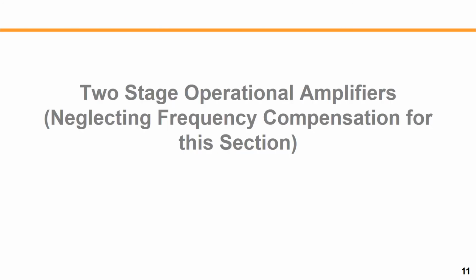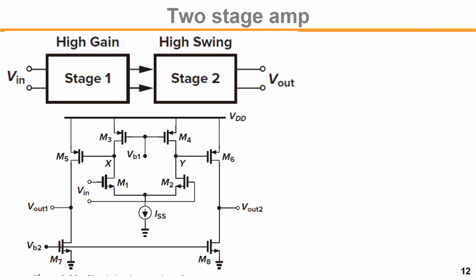Now we will talk about the two-stage operational amplifiers. Now we need to begin to consider the frequency compensation. This is a very important concept, but for now we will neglect the frequency compensation, even though those two-stage amplifiers require the frequency compensation. Typical two-stage amplifier construction is shown in here. The first stage, why we have more than one stage? Because we want to have higher gain.